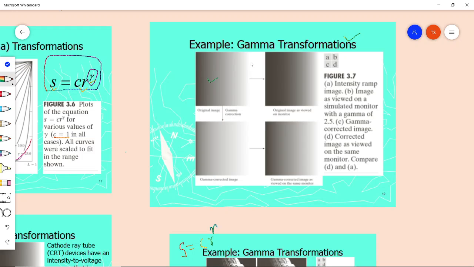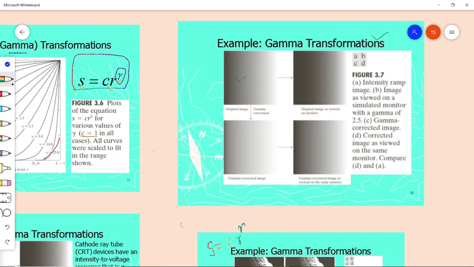Observe here, this is an intensity ramp image. This is the original input image, and if we see this intensity ramp image on the monitor, we will see it in this way. Observe this shading here. It appears this way on our monitors. So this is the original image, and this is what we are viewing on the monitor.